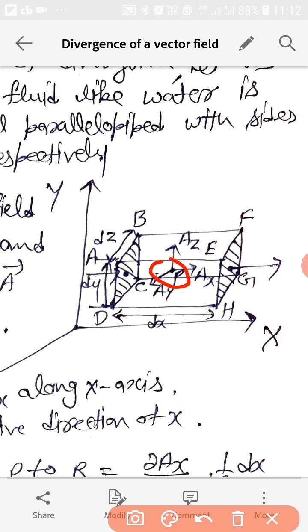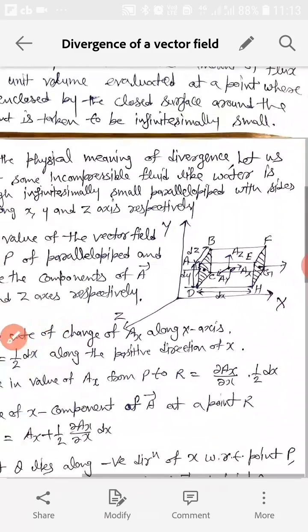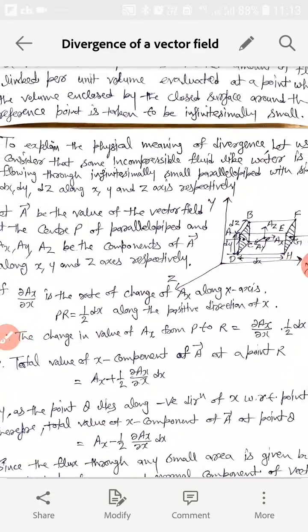Now, ∂Ax/∂x is the rate of change of Ax along the x axis, and if we move from this point P to this point R along the positive direction of x, because this parallelepiped has the total dimension dx and P is the center of this parallelepiped, therefore P to R will be 1/2 dx. P to R will be 1/2 dx, this value.